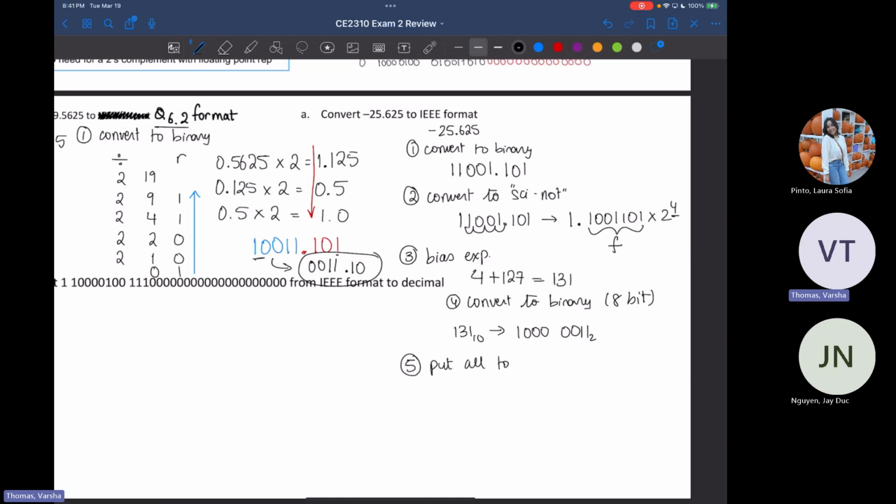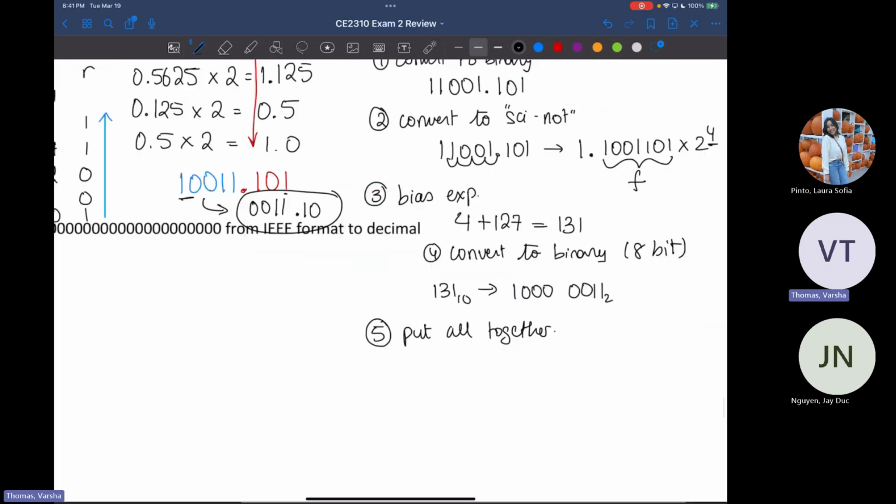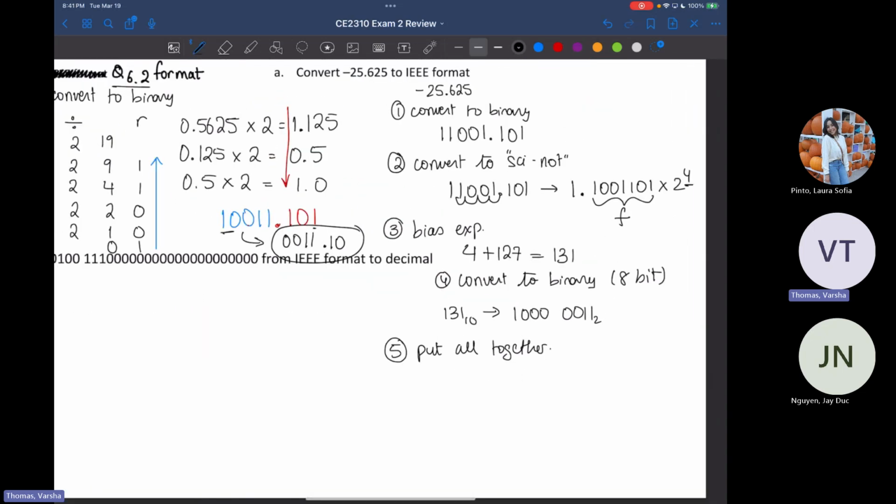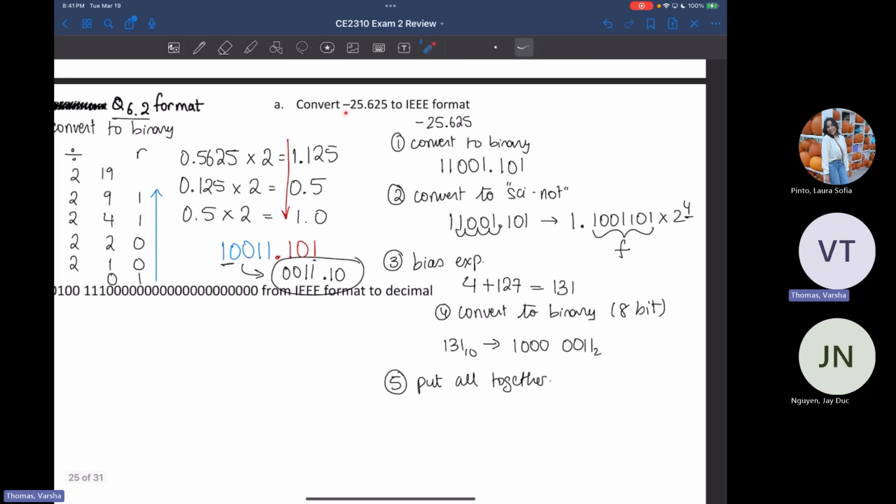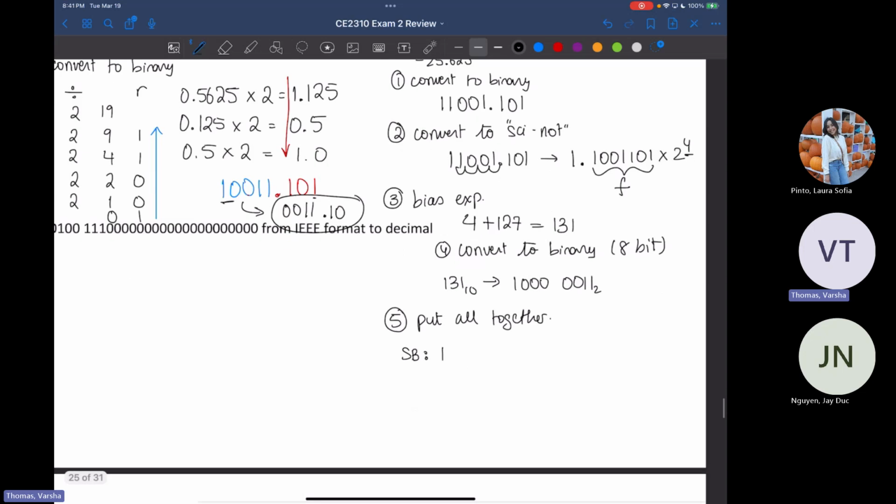And step 5, we're just going to put it all together. So the first bit in IEEE format is going to be our sign bit. Because this is a negative number, the sign bit is going to be 1. If this was a positive number, it would be 0. Then we're going to put together our exponent, which is 8 bits, which is the one here: 1, 0, 0, 0, 0, 0, 1, 1. That's our exponent.